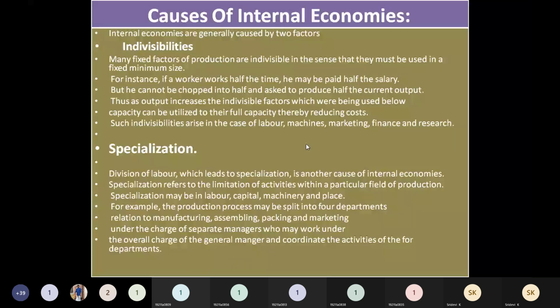So automatically one person will be kept as the manager of that particular department. He will be looking after each and every work related to that assembling or packing, etc. For packing, another manager will be there. Like that, separate general managers or managers will be appointed, due to which you are going to come across all the internal economies that we have discussed till now.